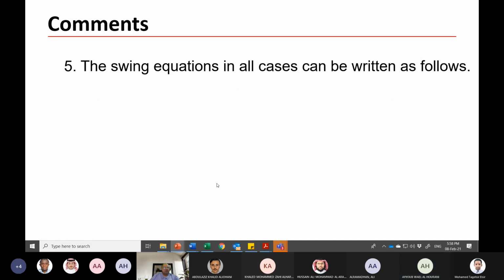Okay. The swing equation in all cases can be written as follows.